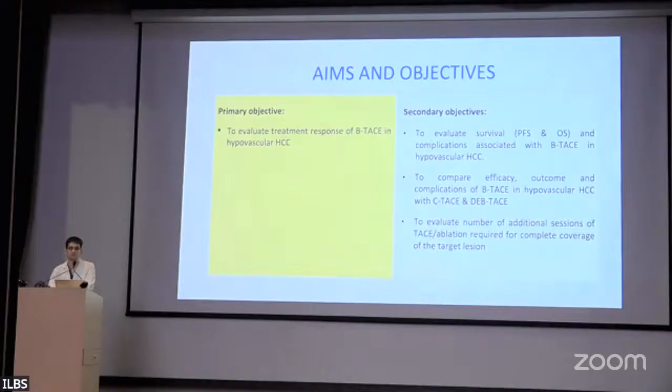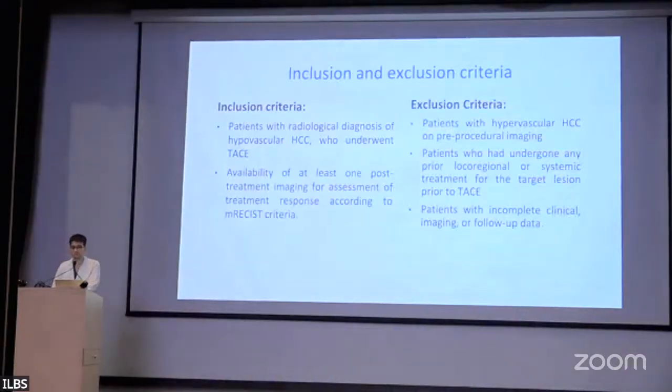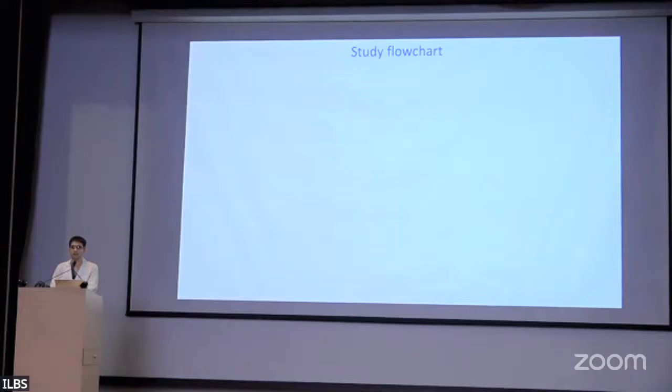The whole presentation is on what is the response rate of BTS, and normally I thought you do not take hypovascular lesions. You say it's not good for TACE. How many were excluded? Out of how many did you exclude to get 90? Ninety patients were there who were hypovascular. Out of that, 10 we had excluded because they had incomplete data or follow-up. So a total of 80 patients with hypovascular HCC.